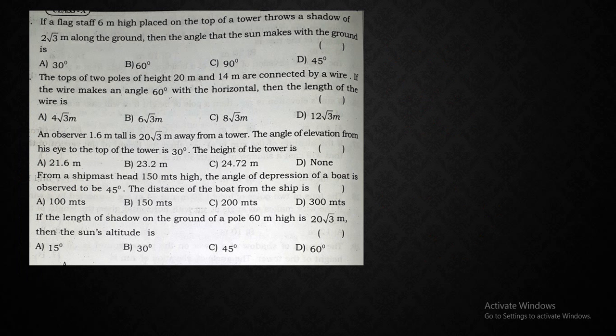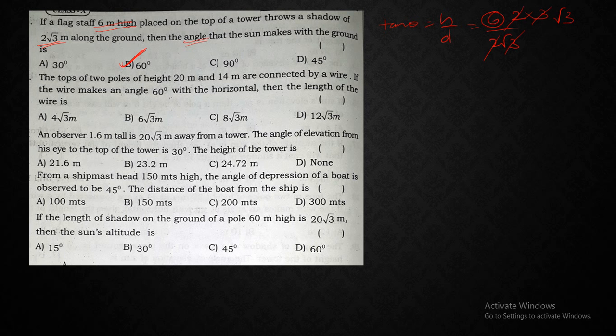Next, moving on to one more question. If a flagstaff 6 meters high placed on the top of a tower throws a shadow of 2 root 3 meters along the ground, then the angle made by the... so he is asking about the angle. So tan theta is equal to h by d. What is the height here? 6 meters. So 6 meters by the length of shadow, 2 root 3. Again, 6 I can write as 2 into 3. So this 2 gets cancelled. This root 3 into root 3 times. So tan theta is equal to root 3. Theta is equal to 60 degrees.